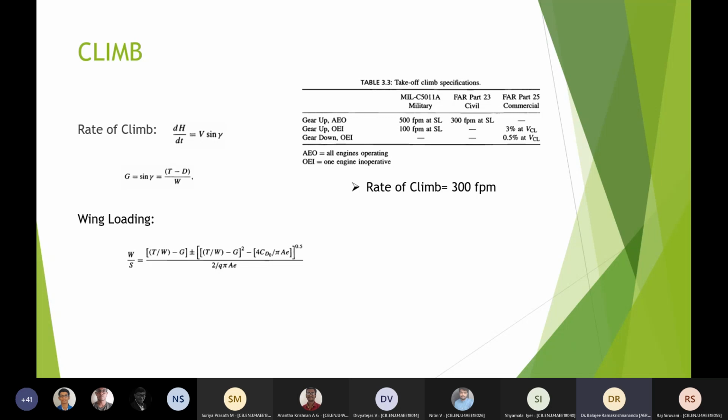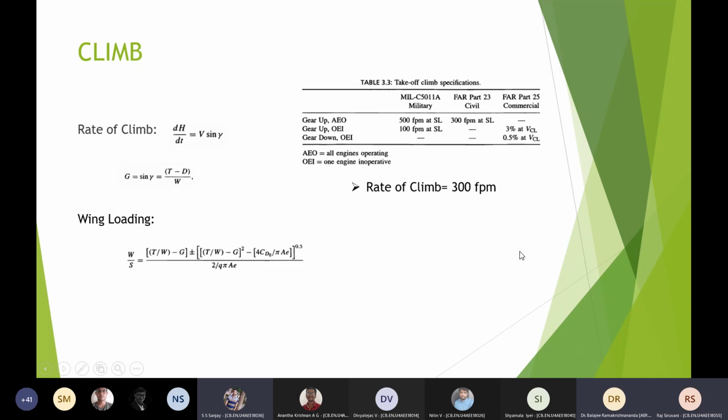You assume these values, aspect ratio, everything you may have to assume here. Aspect ratio from the comparison aircraft. Yes, sir. Sir, G value over here, it is the climb factor, I think, sir. It is not the gear up, one engine inoperative thing. I think this is rate of climb by the climb velocity. Yes, that is G. So that should be assumed as 3% of V climb, sir. Yes, so G will be 0.03. Correct? You understand?